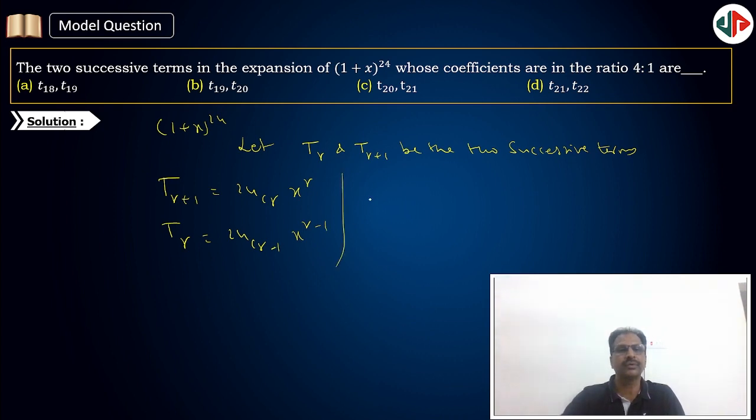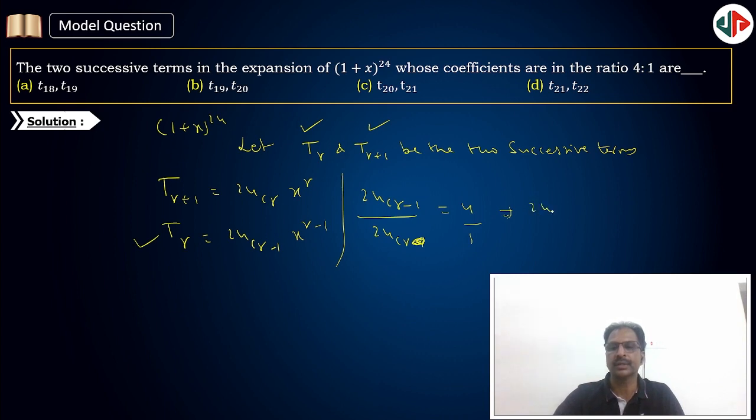What is the condition given? Coefficients of Tr and T(r+1). That is 24C(r-1) by 24Cr, sorry. I took the terms as Tr and T(r+1). In Tr, the coefficient is 24C(r-1), and the ratio of 24C(r-1) to 24Cr is given as 4 by 1. So take the reciprocal: 24Cr by 24C(r-1) is equal to 1 by 4. And what is the formula for nCr by nC(r-1)? (24 minus (r-1)) by r is equal to 1 by 4.